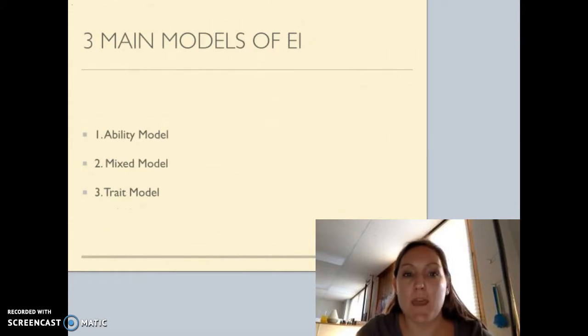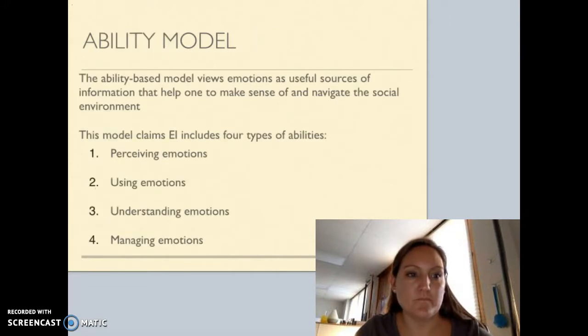There are 3 main models of multiple intelligence. They are the ability model, the mixed model, and the trait model. We will talk about all of them, but the mixed model is perhaps more widely used and more understood.